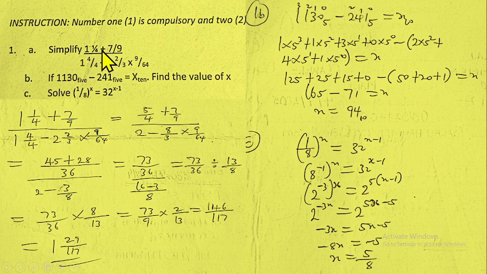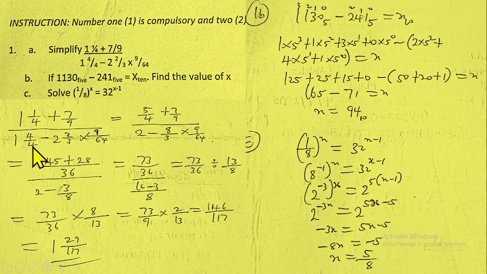Number one is simplify this fraction. So we have 1 over 1 over 4 plus 7 over 9 divided by 1 over 4 over 4 minus 2 over 2 over 3 times 9 over 64. Of course, you change all these mixed numbers to improper fractions. If you change 1 over 1 over 4, that gives us 5 over 4 plus 7 over 9, over this one which does not make any sense. But if they really meant it, it's going to give us 2.